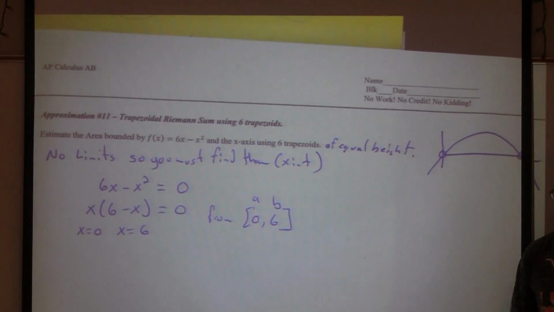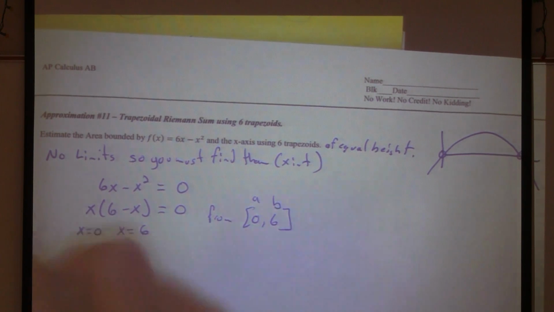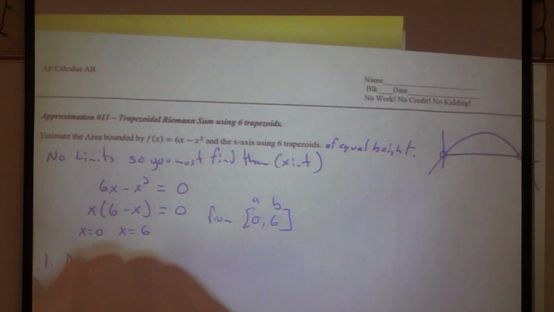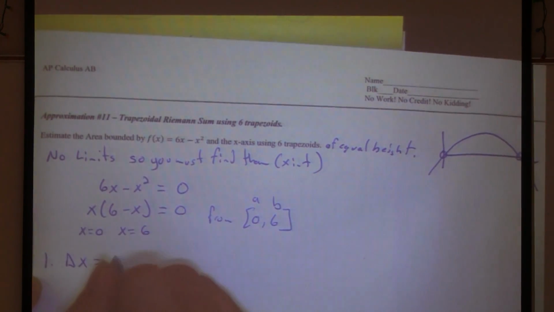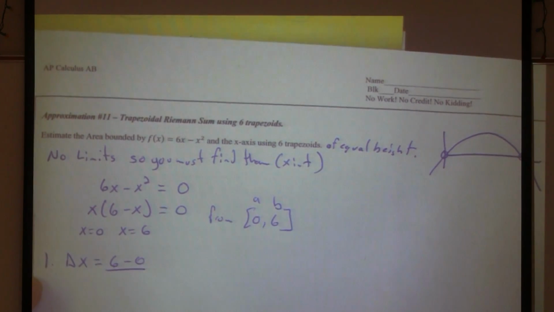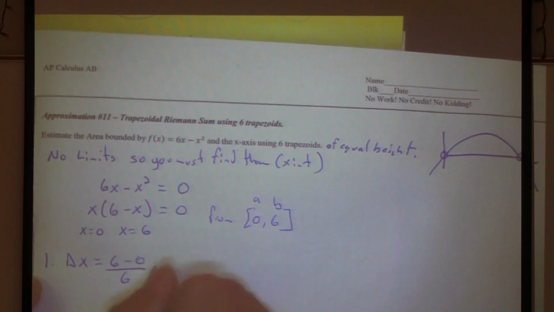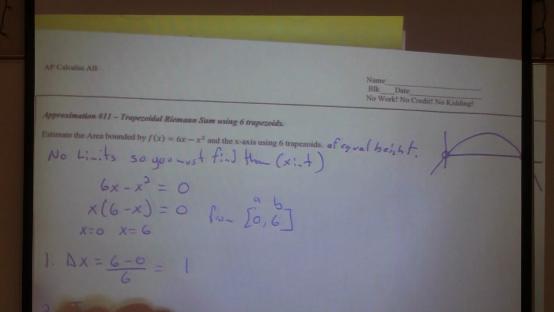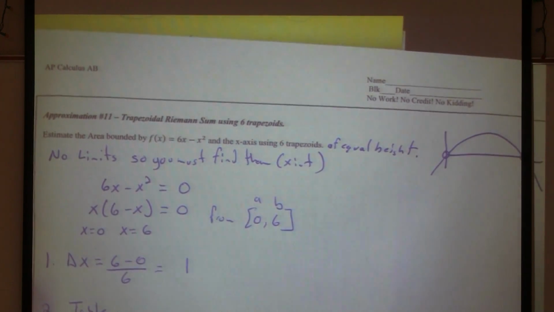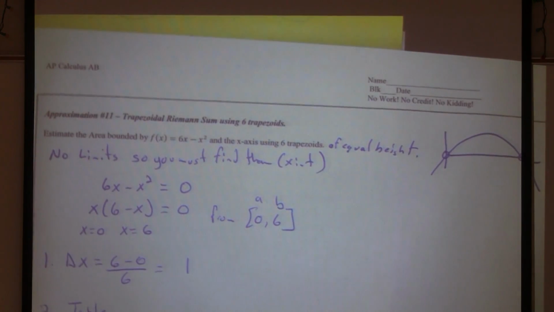Good? We're going to do this one a different way. We're going to do it kind of the way we did it yesterday, using the table, rather than the summation formula. So first thing we're going to do is figure out our delta x now that we know our interval. So that's going to be 6 minus 0 divided by what? 6, so we get 1.